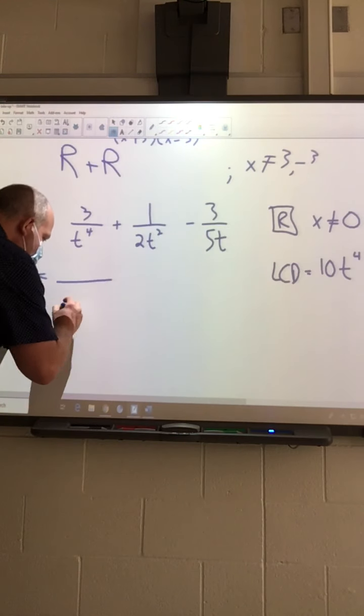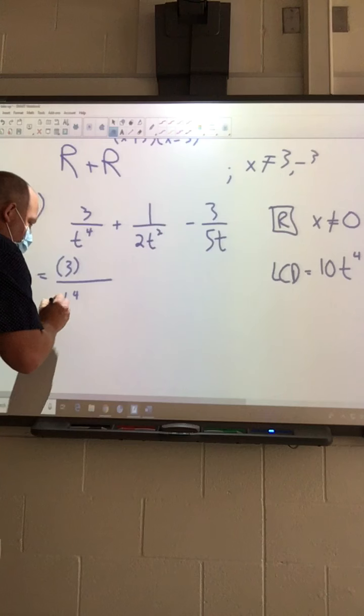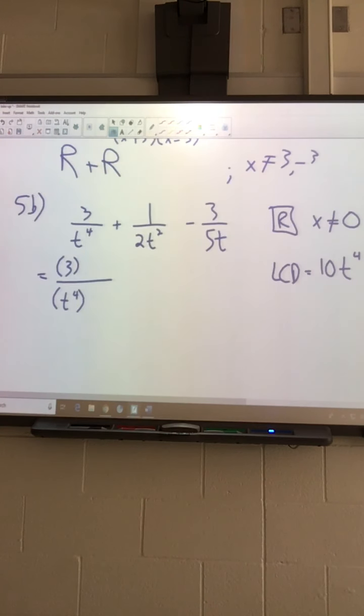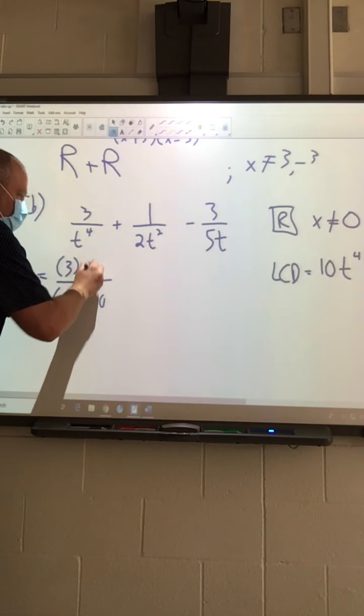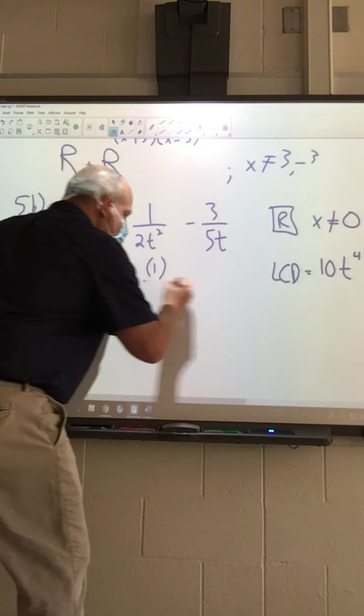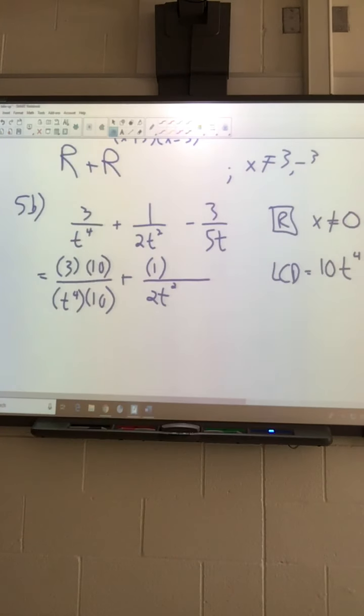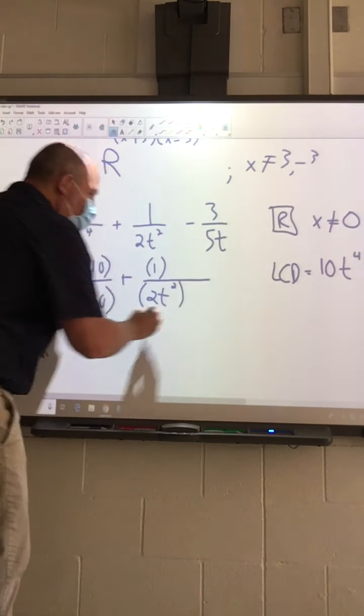All right, so we've got a t to the 4 here, and we've got a 3. What are we going to multiply the t to the 4 by to make it the same as the common denominator? Then I'll make it 10t to the 4, top and bottom. You don't really have to bracket the 1, but whatever. What about 2t squared? What do I have to multiply 2t squared by in order to make the bottoms the same?